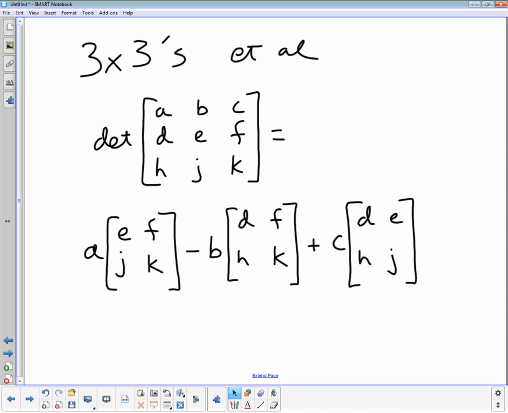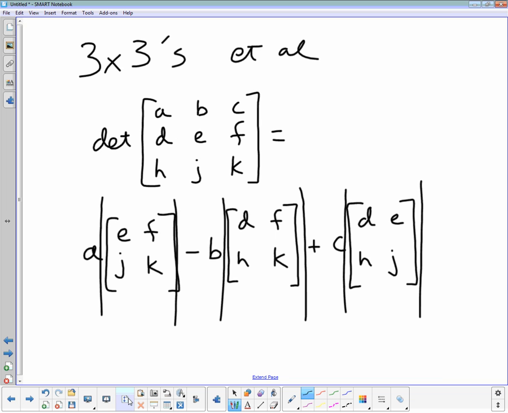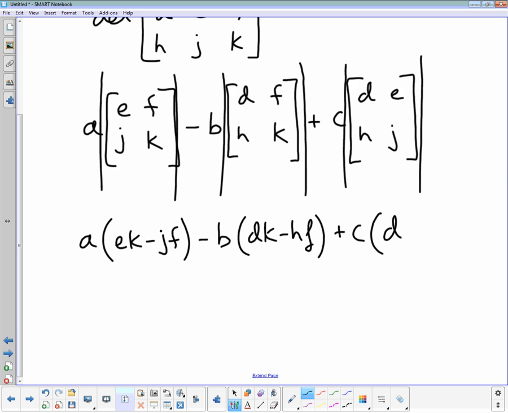Now what we're going to actually do, and I should have said, I'm going to take the determinant of each of these. By the way, there are 2 notations that are used for determinant. There's the DET prefix operator, but there's also an absolute value bar. So this boils down to A times (EK minus JF), minus B times (DK minus HF), plus C times (DJ minus EH).